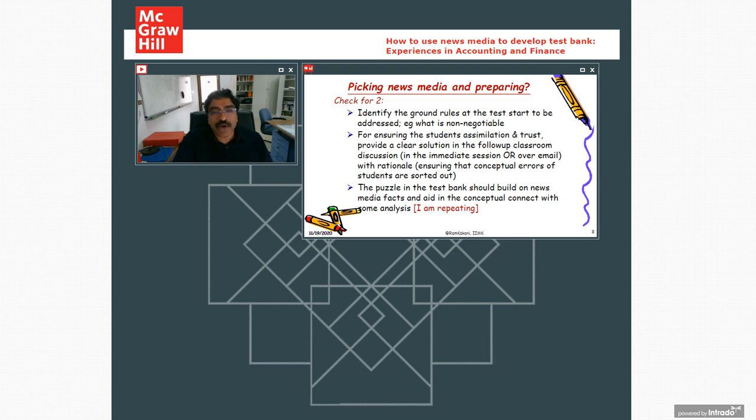You see, it is very important to make the students understand why their underlying assumptions were wrong, why there were probably one or two conceptual errors which made them answer it that way. The puzzle in the test bank should build on news media facts. That is, whenever you are giving a test using news media, you should build on the puzzle and aid in the conceptual connect as well. These two things have to be there. Otherwise, they will always say, what was the need for a news media to be shared with the class?